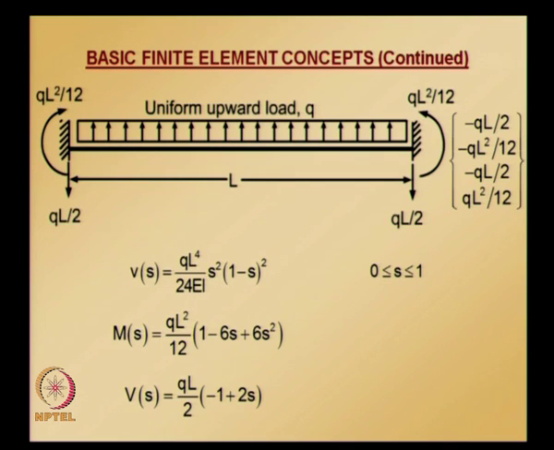where S goes from 0 to 1. S equal to 0 corresponds to the left end, S equal to 1 corresponds to the right end. So, at any point along the beam length, by changing the S value we can get the transverse displacement value, moment and shear.